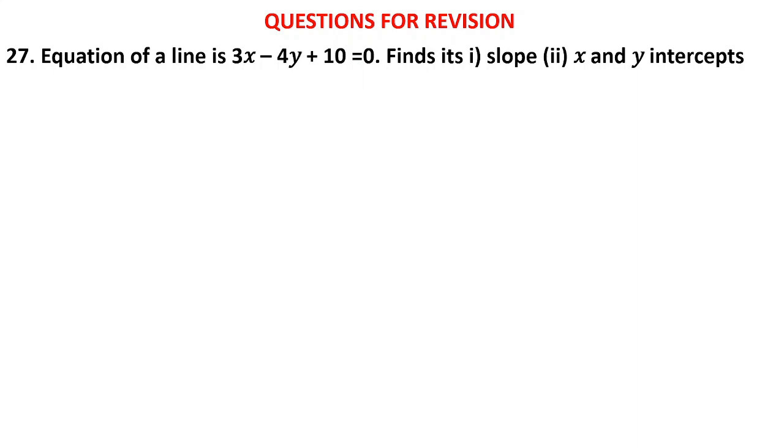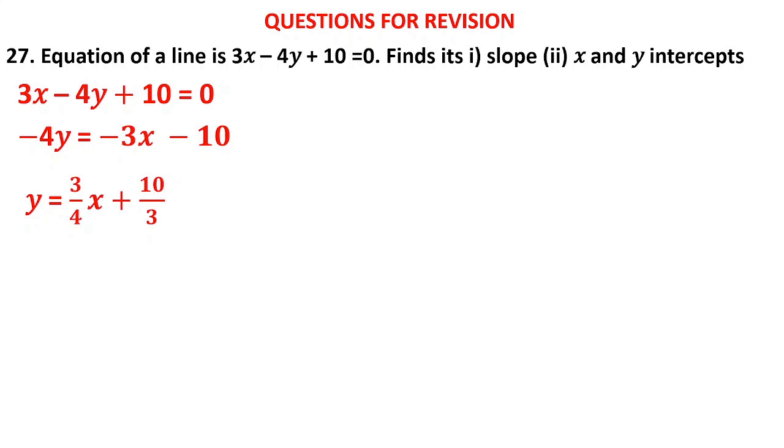How to get the slope? The slope can be obtained by converting it into slope-intercept form, and the intercepts can be obtained by converting it into intercept form. This is the given equation: 3x minus 4y plus 10 is equal to 0. How to convert it into slope-intercept form? Keep only y on the left hand side, push everything to the right hand side. Minus 4y is equal to minus 3x minus 10, divide by minus 4. It will become y is equal to 3 by 4 x plus 10 by 4. Now the coefficient of x is the slope. Slope is 3 by 4.